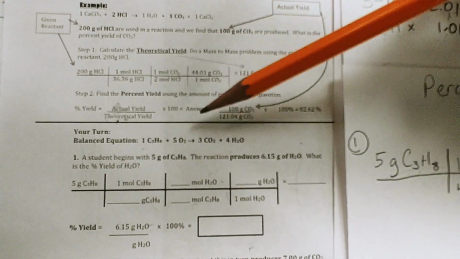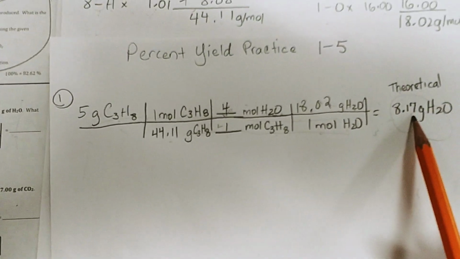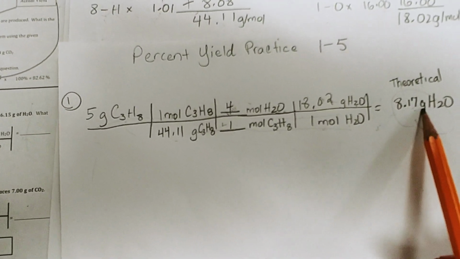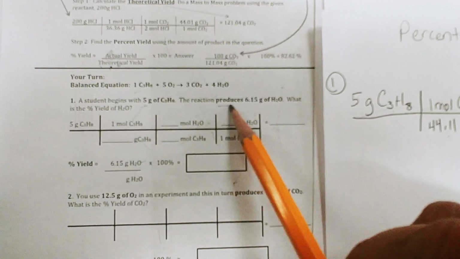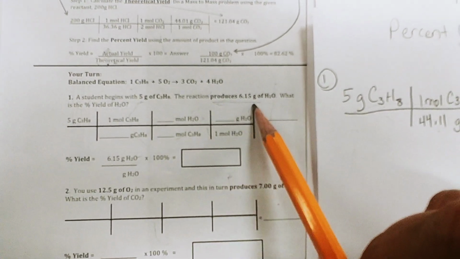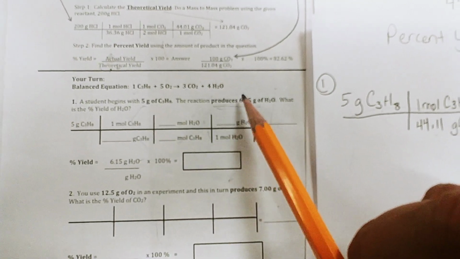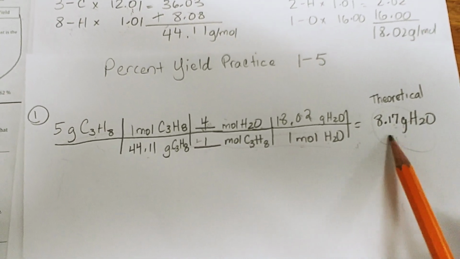And you don't want to forget to multiply by 100. So we have our 8.17, which I said is our theoretical. That's going to go on the bottom. And keep in mind also that here they gave you your actual, and it tells you it produces. Any number that is tied in with the word produce is always going to be your actual yield. So this is our actual. And over here, what we calculated, that's our theoretical.